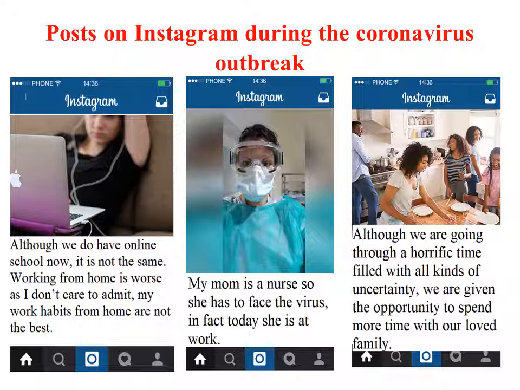Let's have a look now at some posts on Instagram during the coronavirus outbreak. Post number 1. You can see a student who is studying online. She's not happy. She said, although we do have online school now, it is not the same. Working from home is worse, as I don't care to admit. My work habits from home are not the best. This girl is struggling with distance learning. She finds it difficult to study from home.